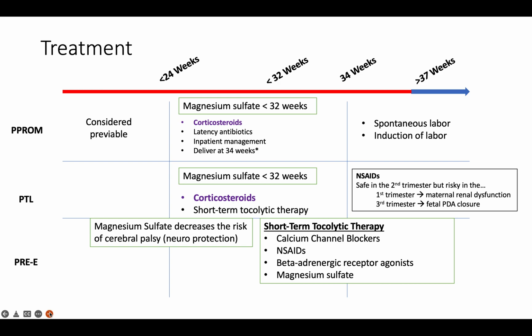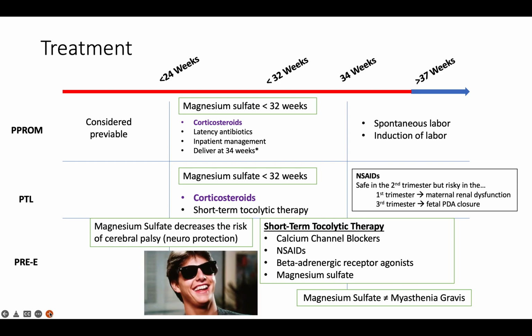Now, there's a certain patient population that is contraindicated to give magnesium sulfate, which acts as neuroprotection and tocolytic for preterm labor. Can you think of this patient population? They have an antibody against the postsynaptic acetylcholine nicotinic receptor. Do you know what I'm talking about? If you're thinking myasthenia gravis, you are correct. These mothers cannot receive magnesium sulfate. Even Tom Cruise is happy that you got the question correct.